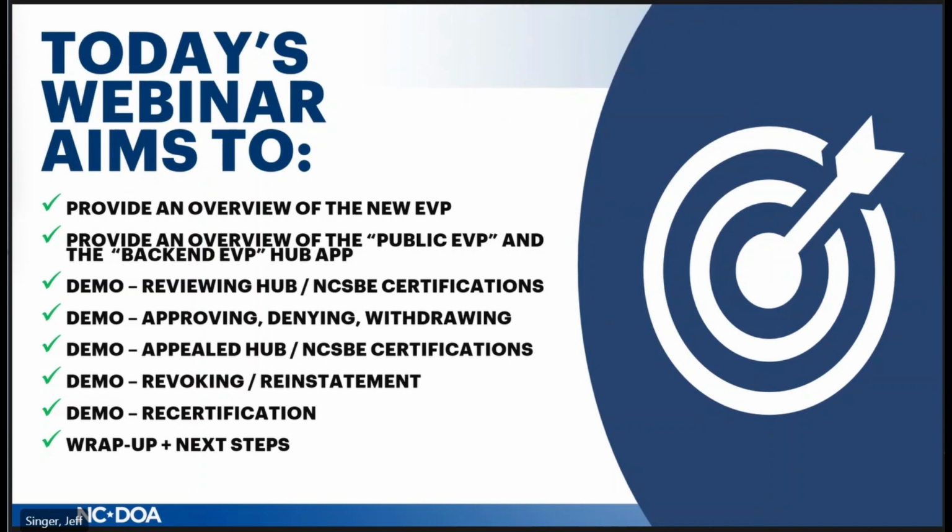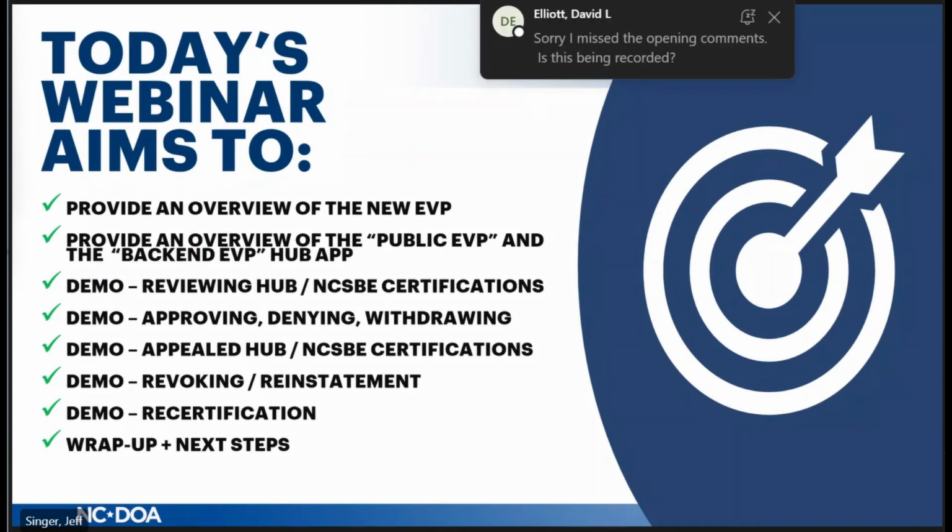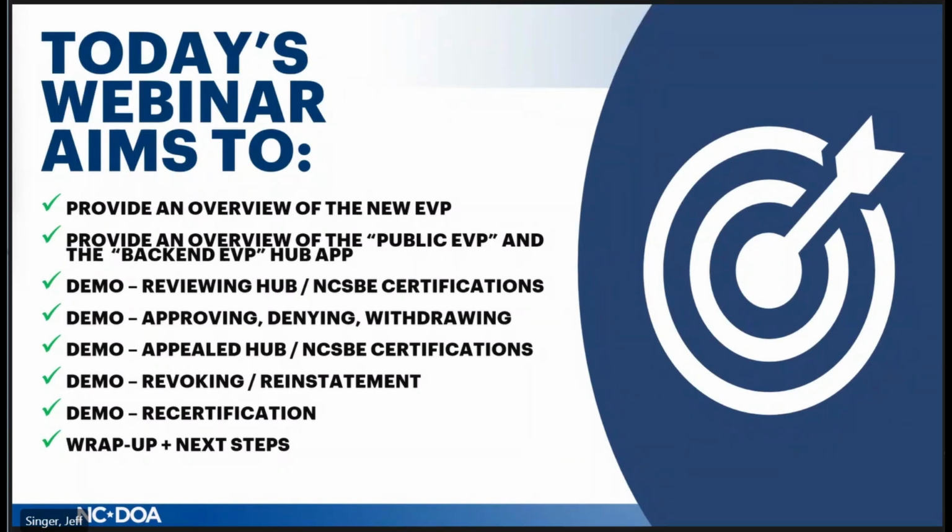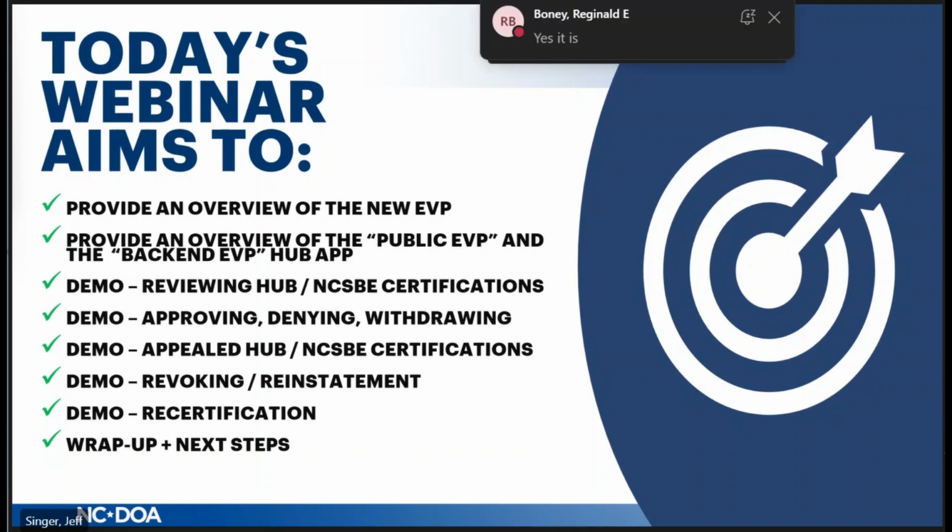Then we're going to provide an overview of what we're calling the public eVP, which is where vendors are going to handle their side of their business, including kicking off certification requests, and then move on to an overview of the backend eVP, what we're calling the Hub app, which is where you, in this new system, will be managing all aspects of Hub and NCSBE certifications. Then we're going to move on to some demos.